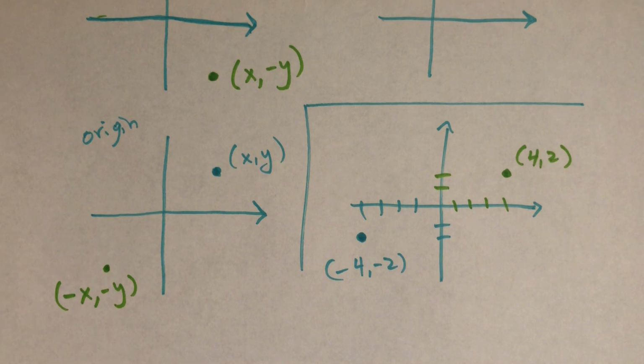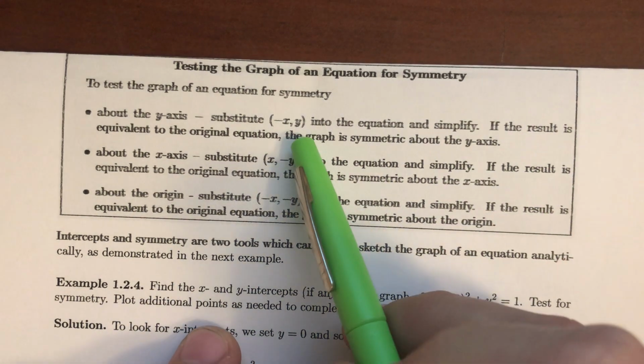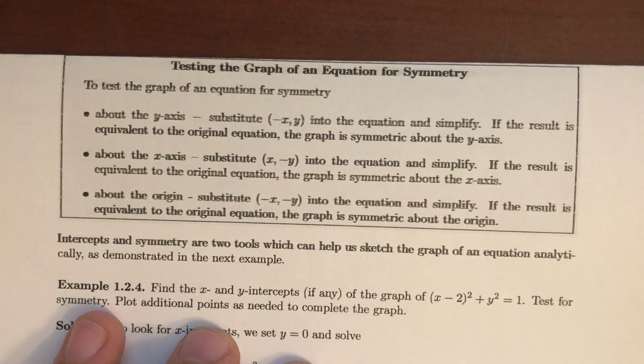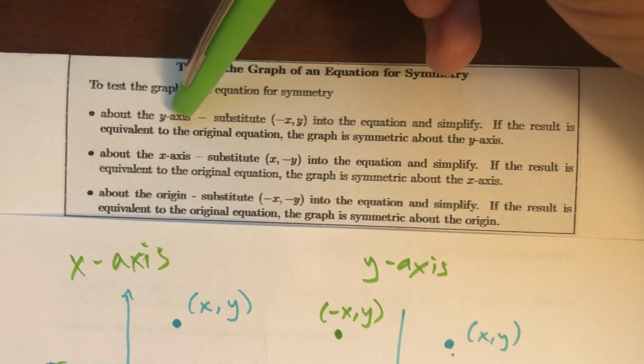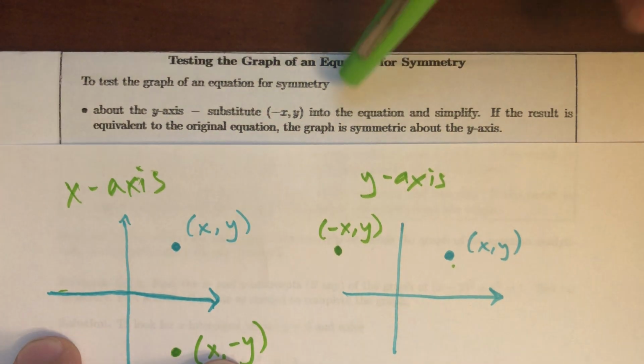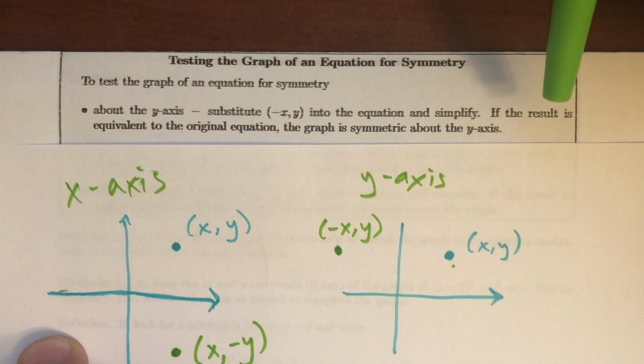But we want to test an equation for symmetry. So I'm going to put this up here. This is on page 26 of your textbook. To test the equation for symmetry about these various things, we're just pretty much doing what the pictures imply us to do, right? So if we're going to test for symmetry about the y-axis, we're going to substitute negative x, y into the equation and simplify. If the result is equivalent to the original equation, the graph is symmetric about the y-axis.